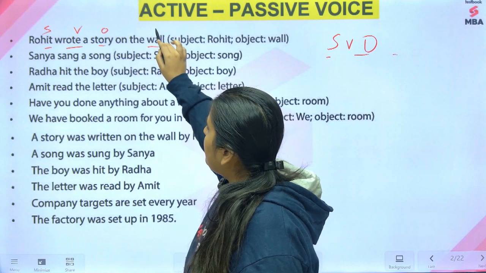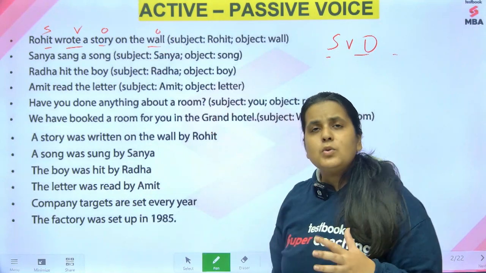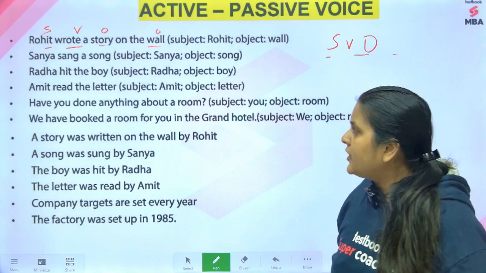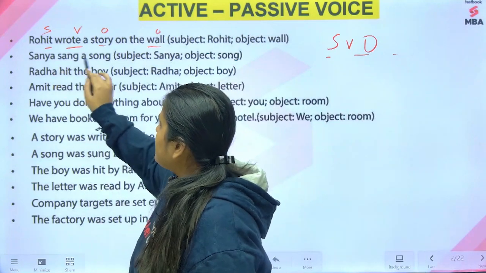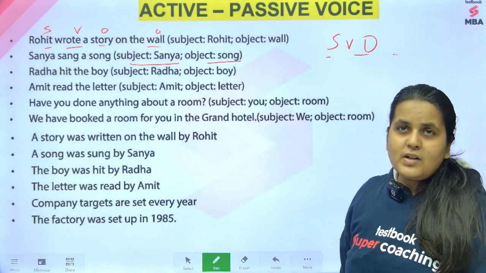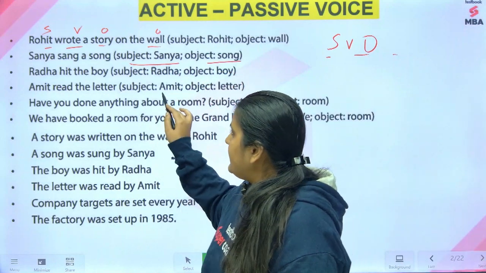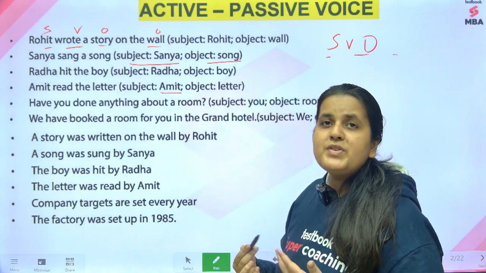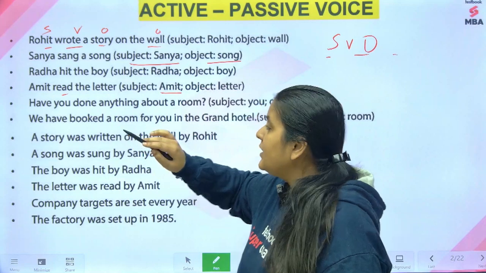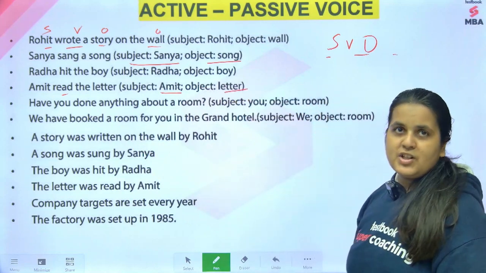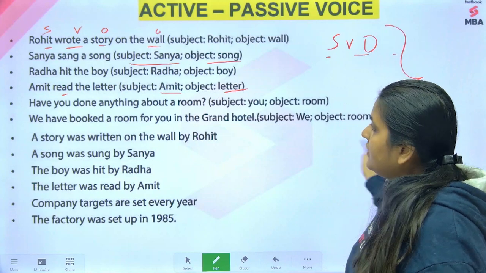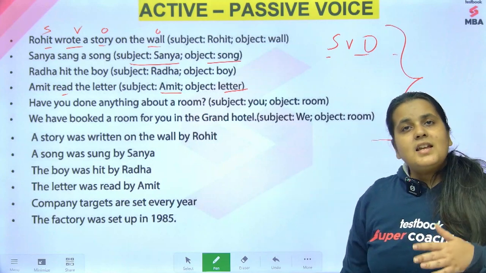So this is the object. Where did he write it? Wall. Wall also becomes the object. यहाँ पे दो objects हैं, direct object and indirect object. कुछ sentences में एक ही object हो सकता है. For example, Sanya sang a song. So subject is Sanya, object is the song, and the verb is of course sang. Amit read a letter. The subject or the performer of the action who is reading is Amit. Read the letter, so read is the verb and the letter is the object. Okay, so this is basically active voice. ये जो sentences हैं, the first set of sentences, they are in active voice.